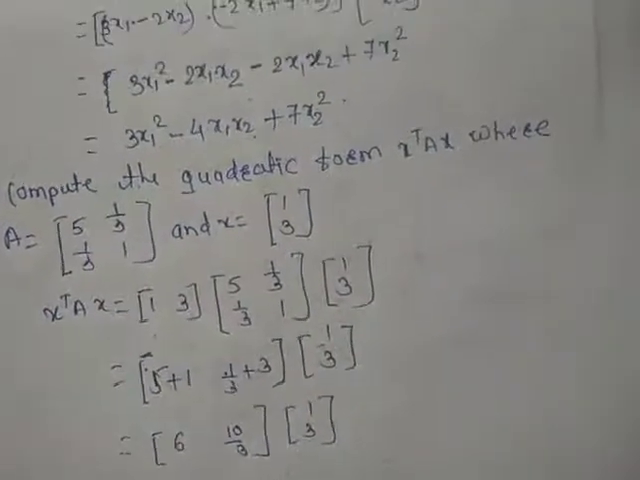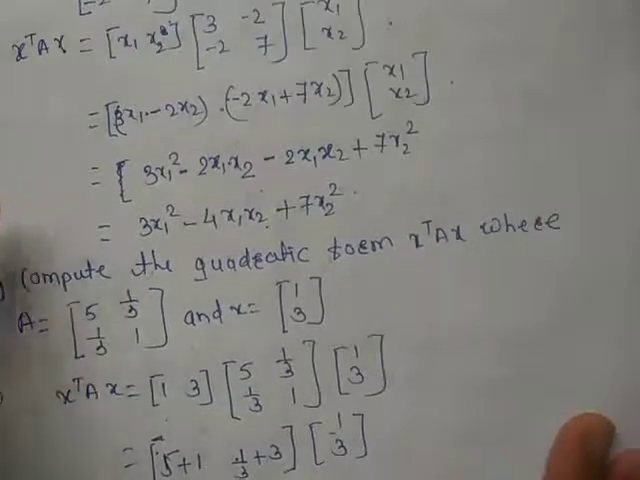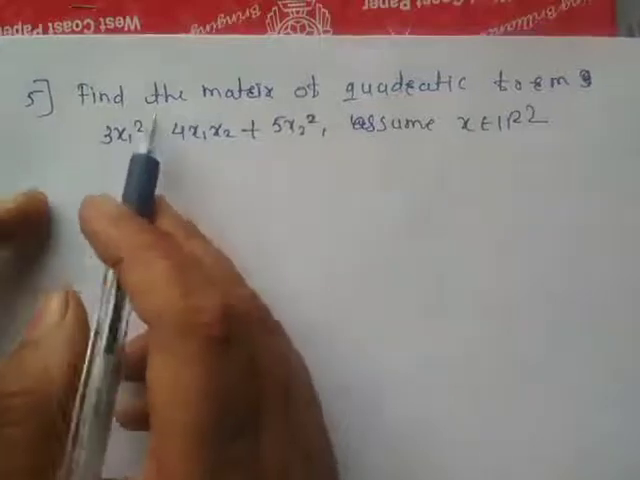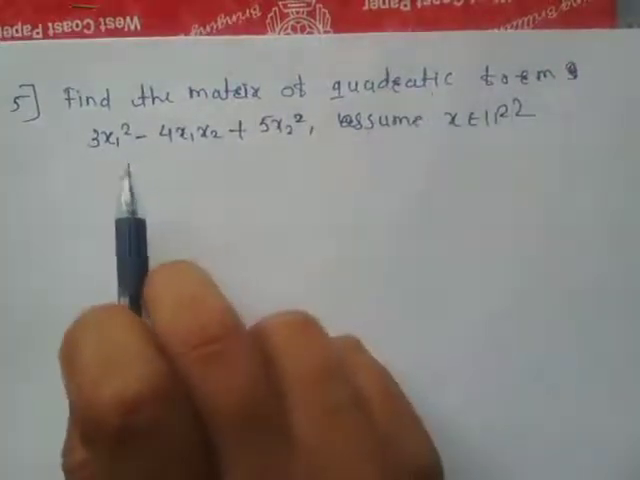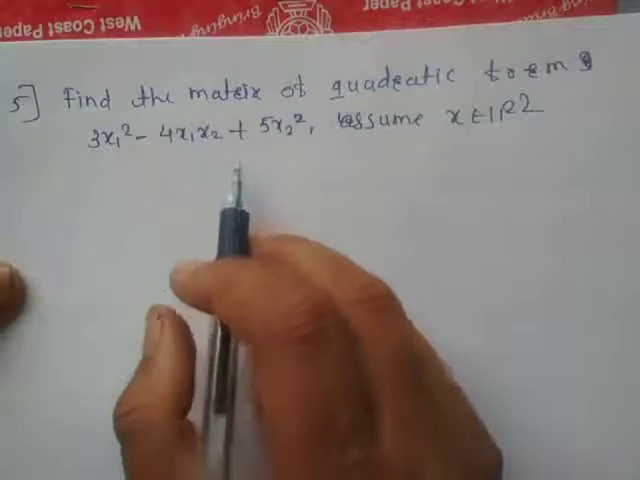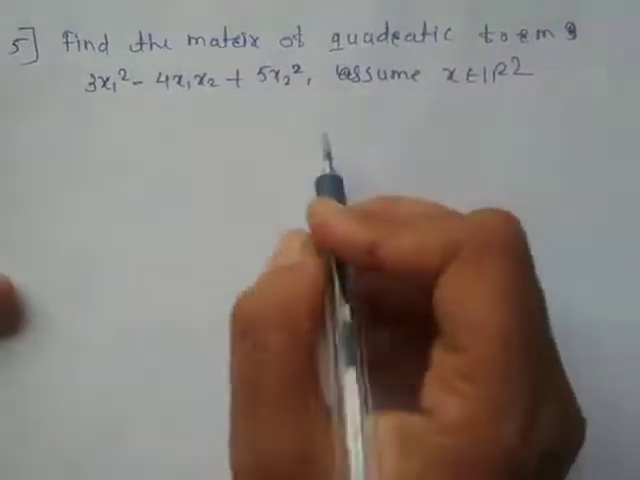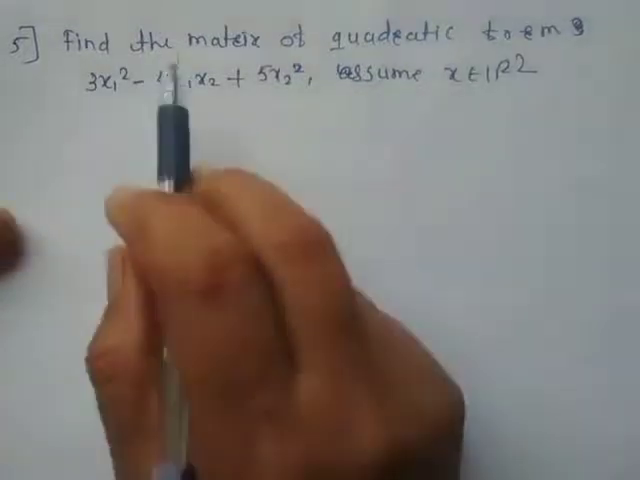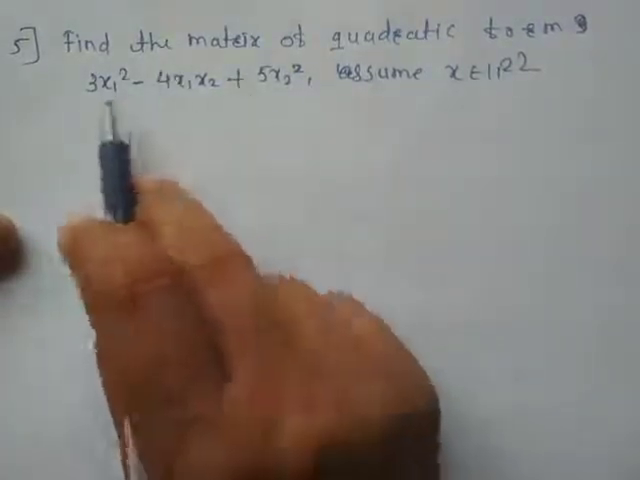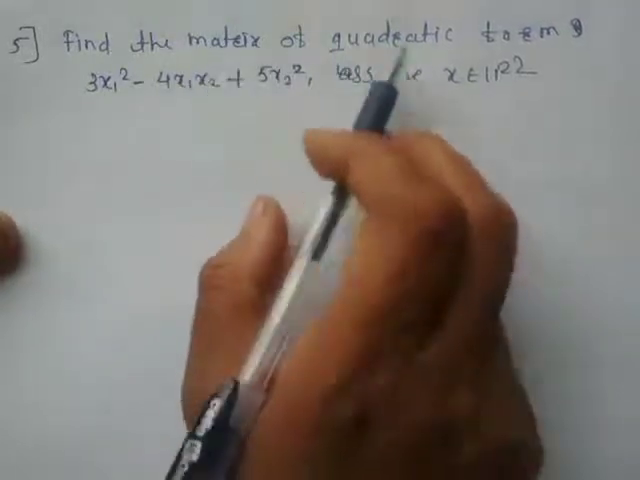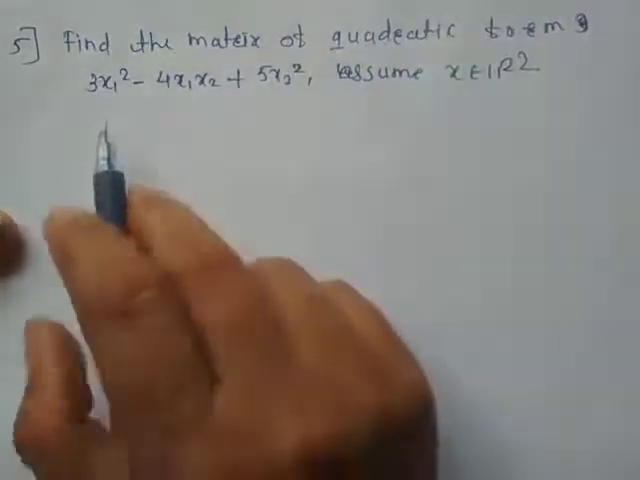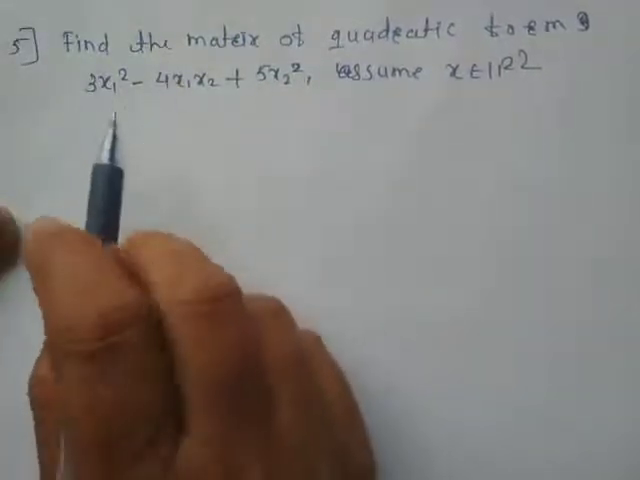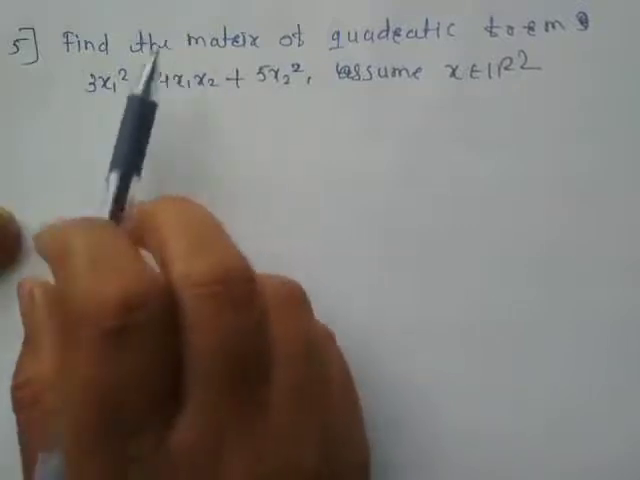Okay, let us take the next example. Find the matrix of the quadratic form 3x1 square minus 4x1 x2 plus 5x2 square. Assume x belongs to R2. Here the quadratic form is given. We have to find the matrix of the quadratic form. Students, remember that the coefficients of square terms are on the main diagonal of the matrix.